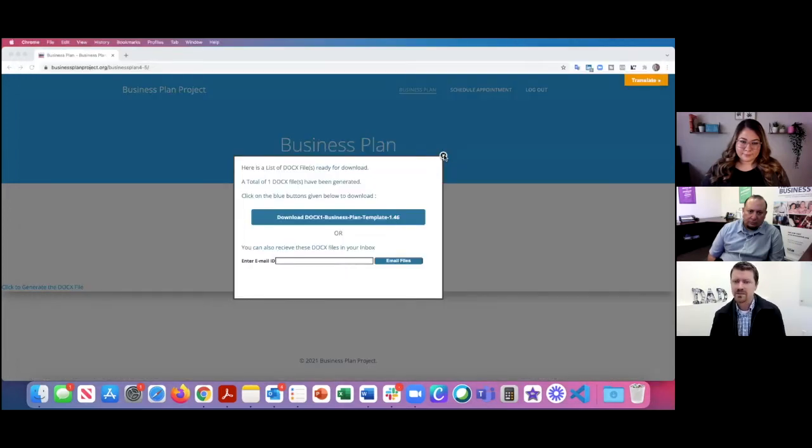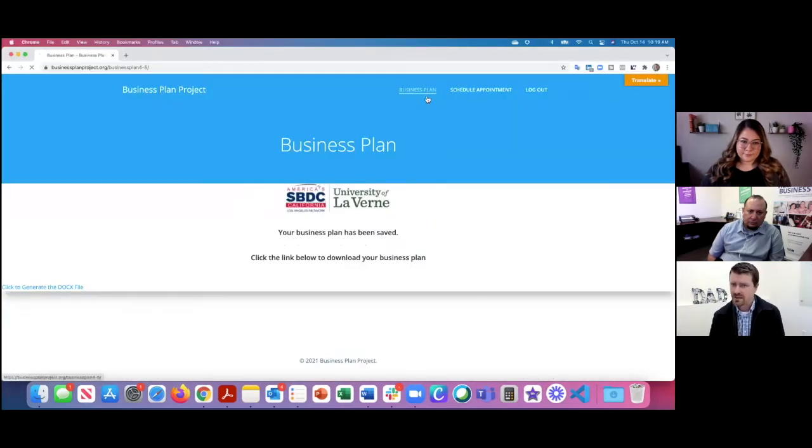I'm going to go back to the business plan by hitting the business plan menu item at the top. Again, we're going to give it probably 10 to 15 seconds. You can see it's loading. Again, it's a very heavy page. And we're going to continue through the rest of the sections.